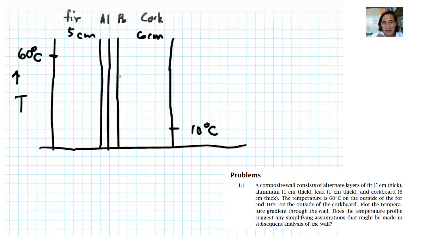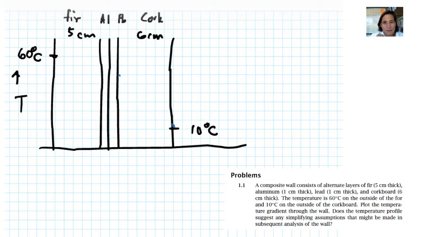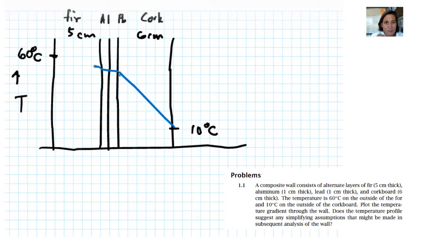So in my mind, if I had to guess at the profile, it probably looks something like this, where at steady state, most of it will be dropped over the cork. Very little will be dropped over the lead and the aluminum. This is almost probably a flat line compared to the rest. And then over the fir, it would be dropped like this, so that the majority of the temperature drops over the cork. That's just a guess.